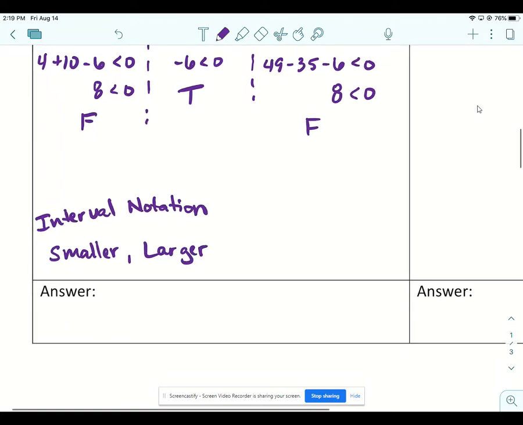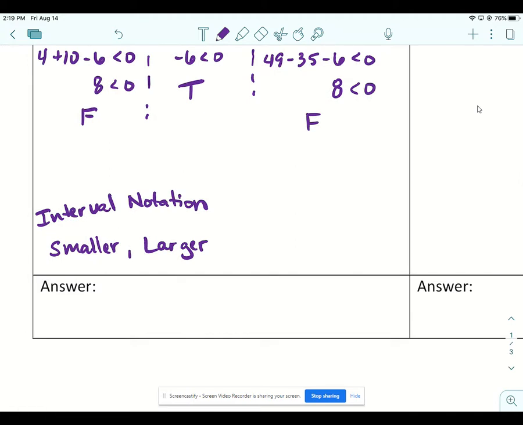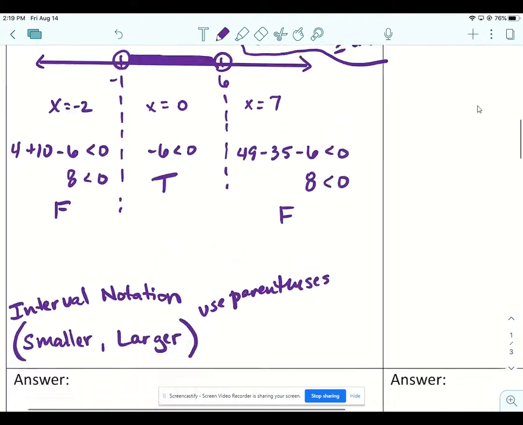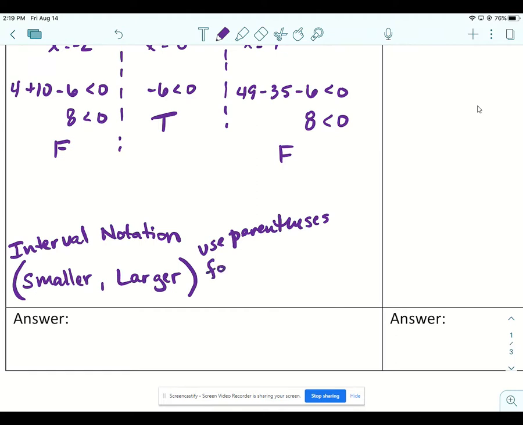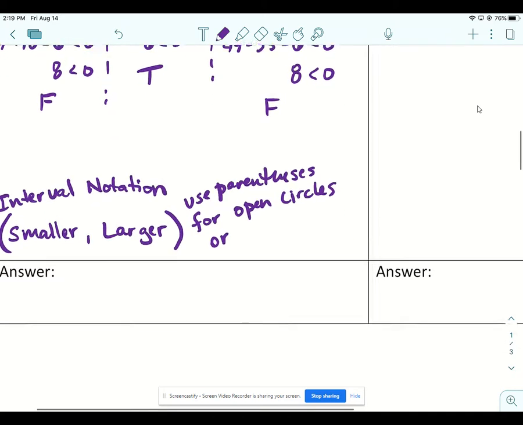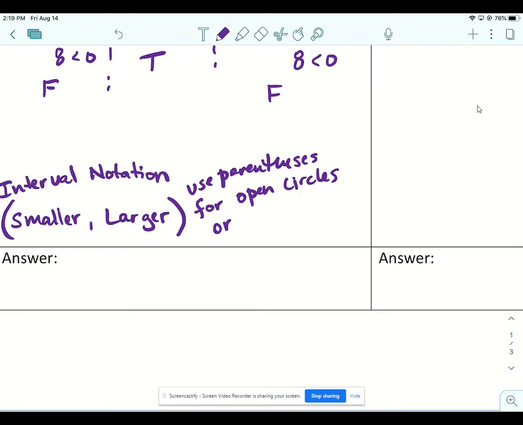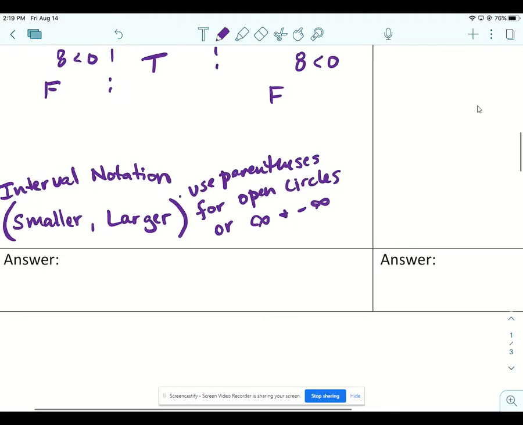Okay, you'll either have parentheses or brackets. So you use parentheses whenever you have those open circles, so when the answer is not included. Or I'll show you one in a second where we have infinity. You use parentheses for infinity and negative infinity. And then we're going to use brackets for closed circles.